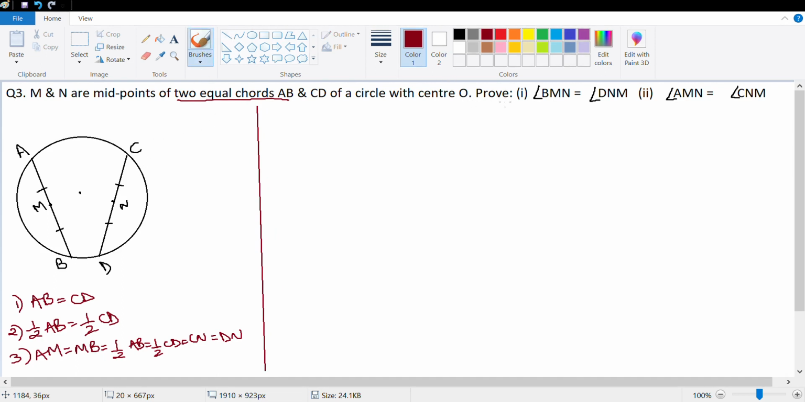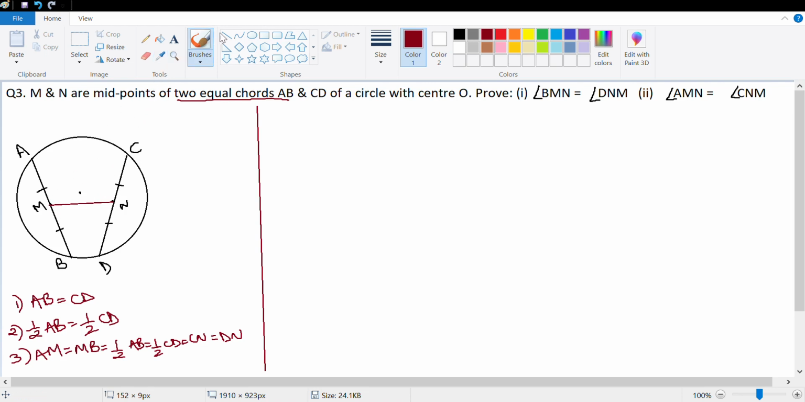Perfect. We need to prove angle BMN. So where is angle BMN? Okay, so if I join this line, I get angle BMN is equal to angle DNM. So I need to prove these two angles are equal, and angle AMN. Okay, so since this is a straight line, if this angle is equal, then this obviously angle is equal. These are supplementary angles. Good.